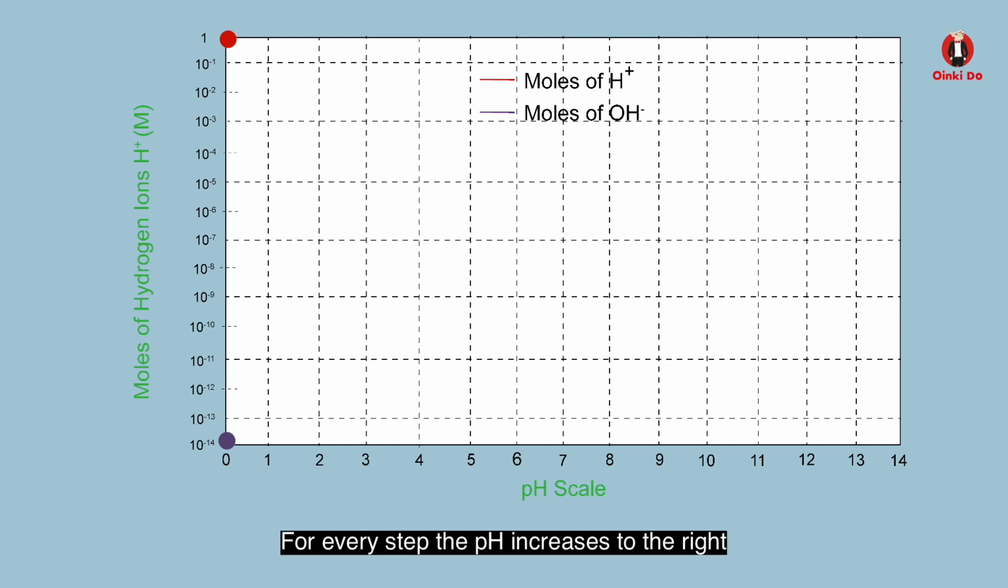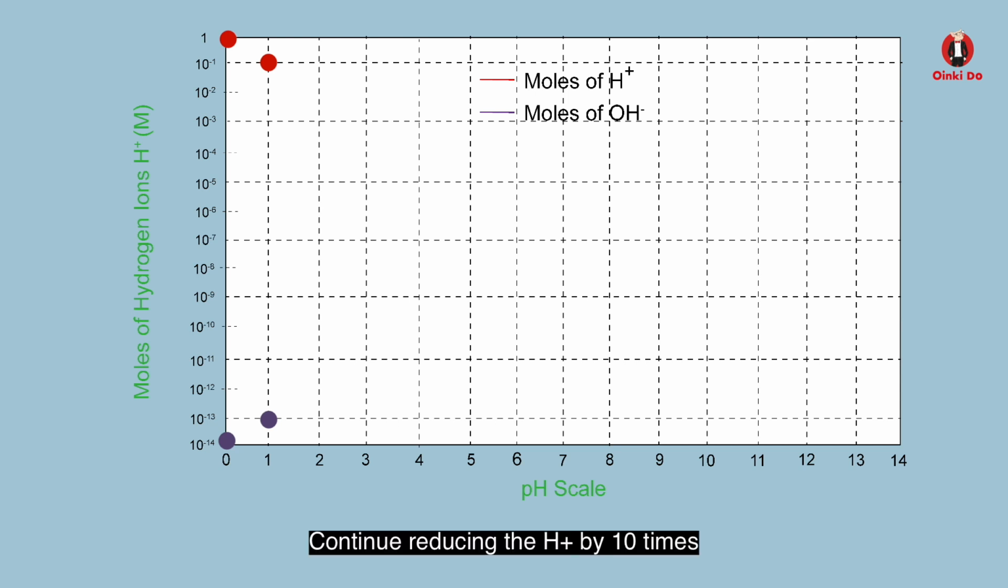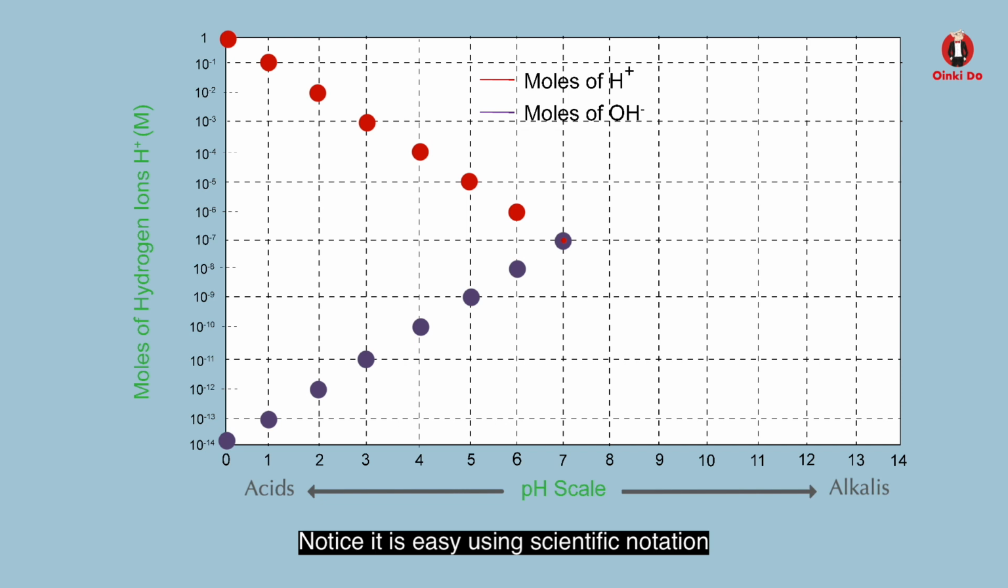For every step the pH level increases to the right, there are 10 times less H+ and 10 times more OH-. For example, a pH equal to 1 has H+ equals 10 to the minus 1 moles, and OH- is equal to 10 to the minus 13 moles. Continue reducing the H+ by 10 times and increasing the OH- by 10 times. Notice it is easy using scientific notation since the exponent only changes by 1 each time.